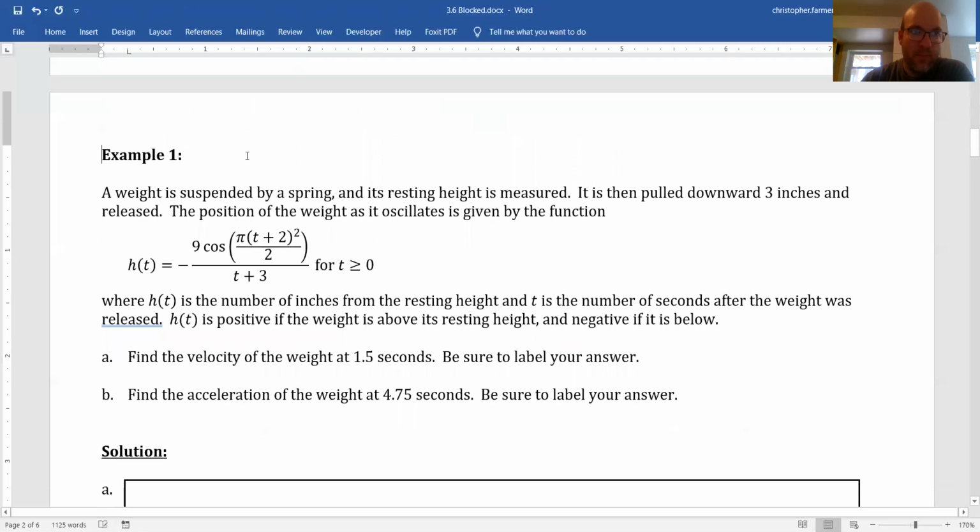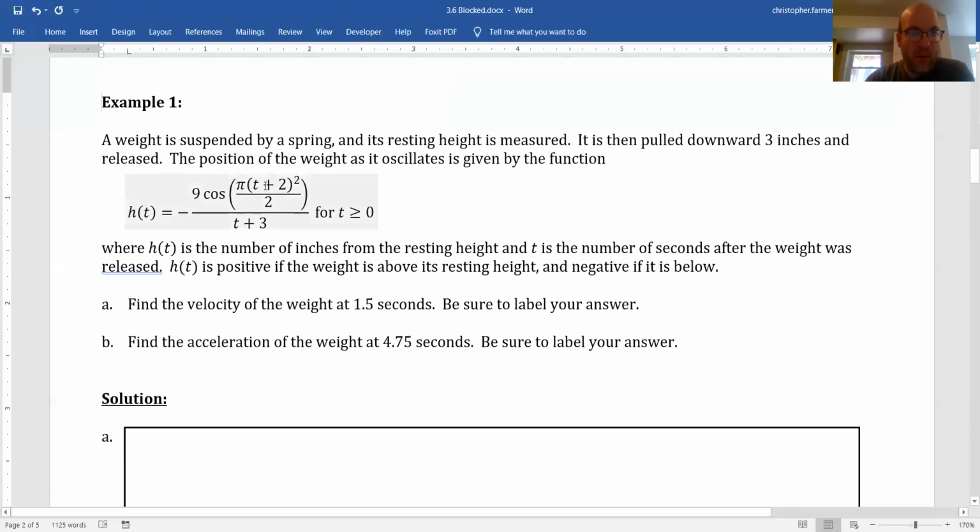All right, so let's do a handful of applications. And the first one, actually the first couple, we're going to be talking about, again, the acceleration, velocity, and such. All right, so the setup here is that we've got a weight hanging by a spring, and its height above the floor is measured. We haven't moved it yet. It's resting right there on the spring, and so that's going to be our reference point. I pull that weight downwards 3 inches and let go, and of course it's going to start bouncing up and down, up and down, up and down.